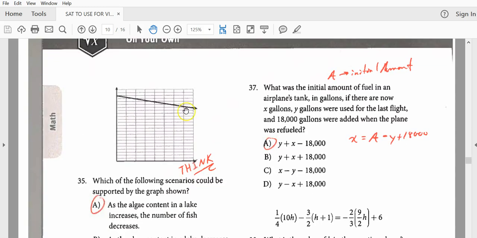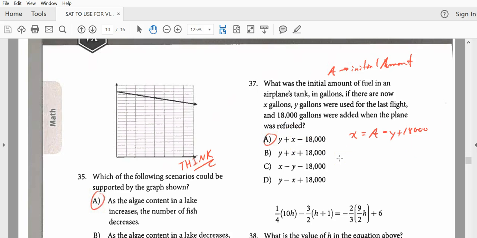Alright. What was the initial amount of fuel in an airplane's tank in gallons? If there are now X gallons, Y gallons were used for the last flight, and 18,000 gallons were added when the plane was refueled. So the equation here, we have X is the now, I called A our initial amount, is equal to our initial amount minus Y gallons, and then plus that 18,000, right? So if we solve this for A, essentially add over, subtract over, we get our choice A.